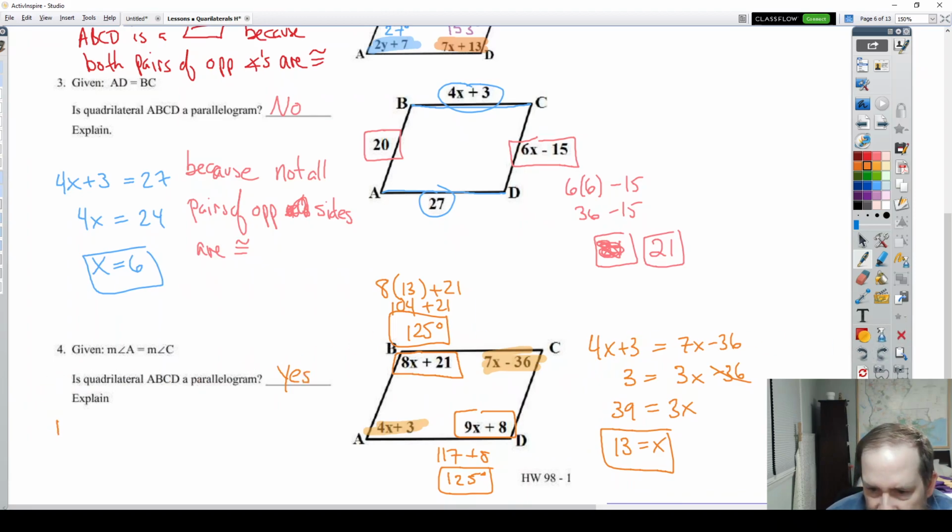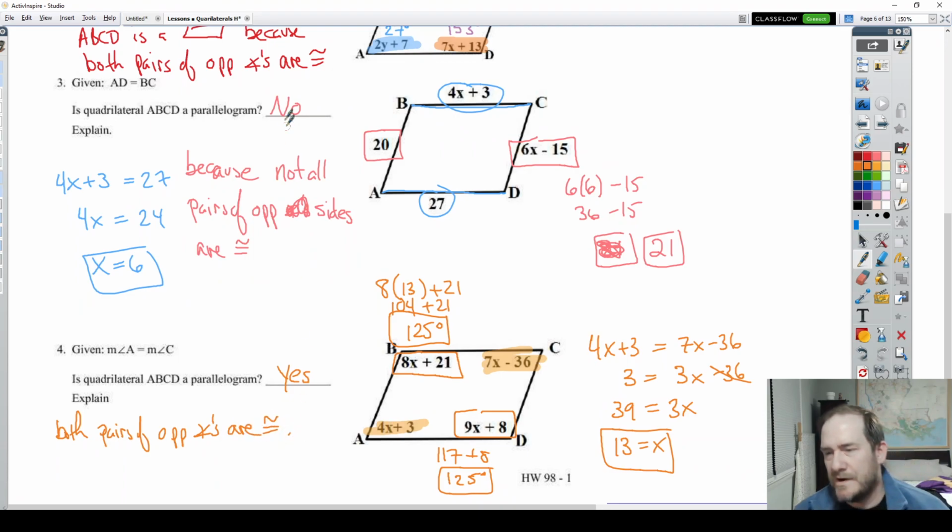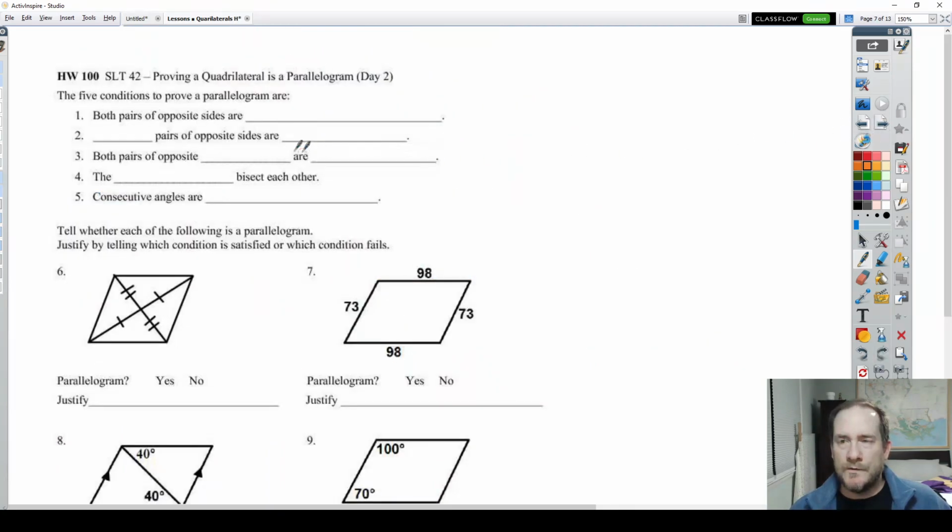All right, both pairs of opposite angles are congruent. All right, so that's 4 done, which brings us to the last homework, 100.